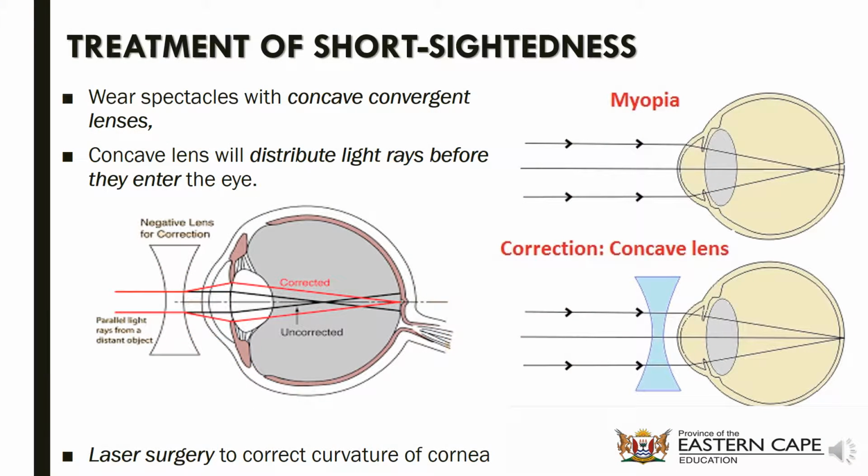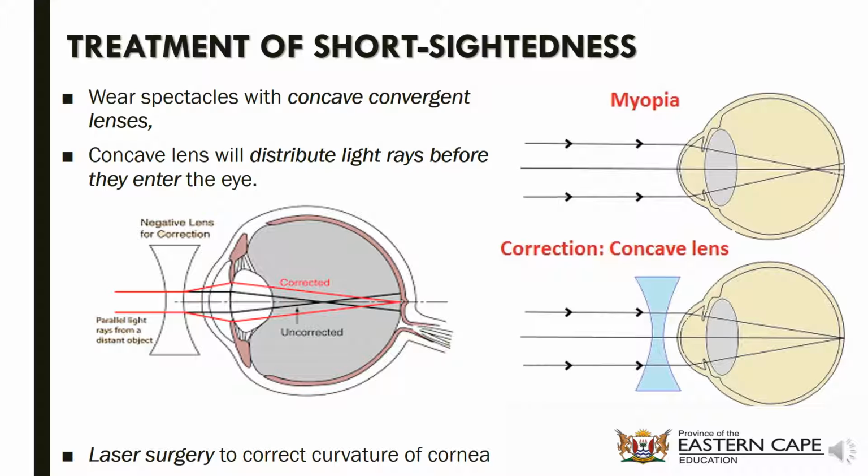So how then do we treat short-sightedness if one suffers from short-sightedness? Those of you who know me know that I wear spectacles and my vision is short-sighted. So what does that mean? My glasses, my spectacles, they have a concave lens. So if you look here, a concave is the one that bends inwards. So the light rays are coming and the lens that is used bends inwards.